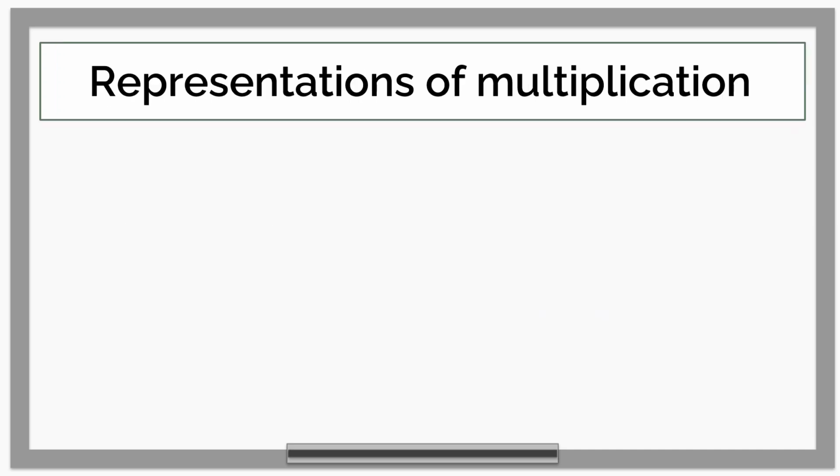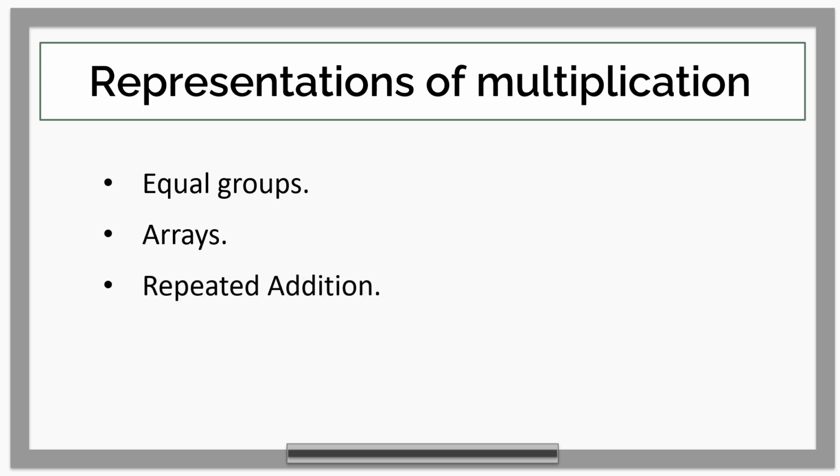So the first representation of multiplication that we'll look at is equal groups. The next is arrays. The third way is through repeated addition. And then finally, we'll look at it through skip counting. The child video that accompanies this shows visual representations of all of these.